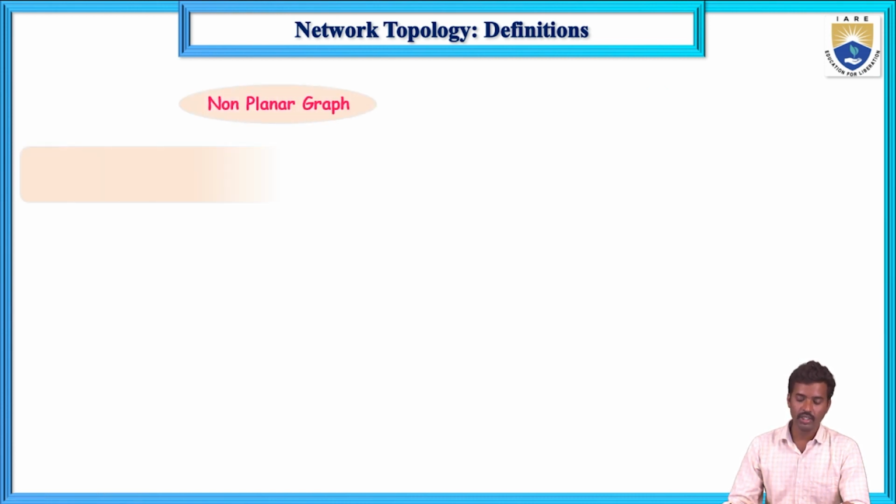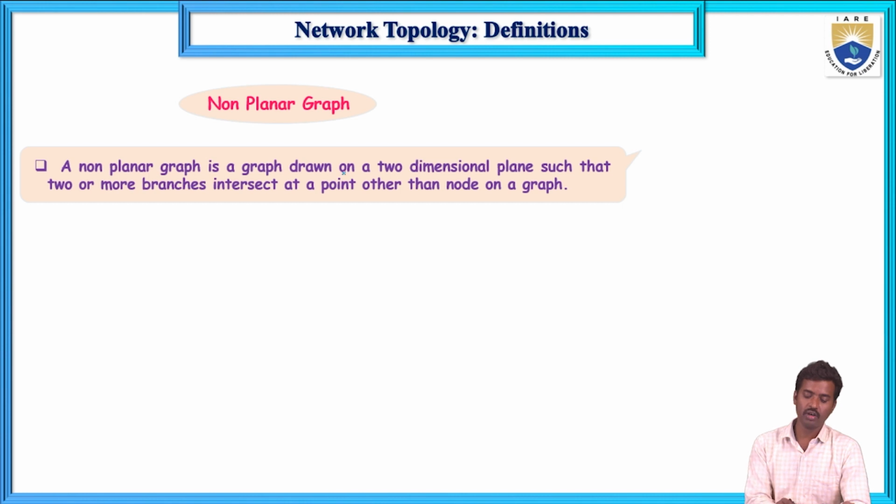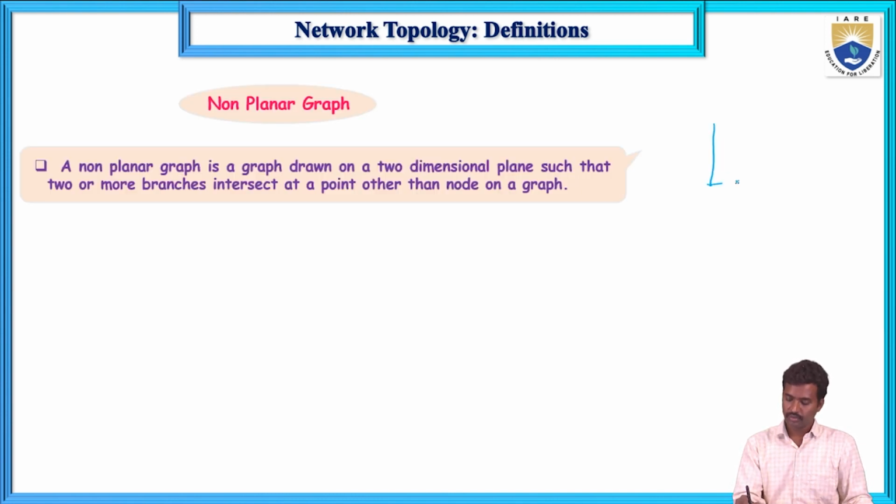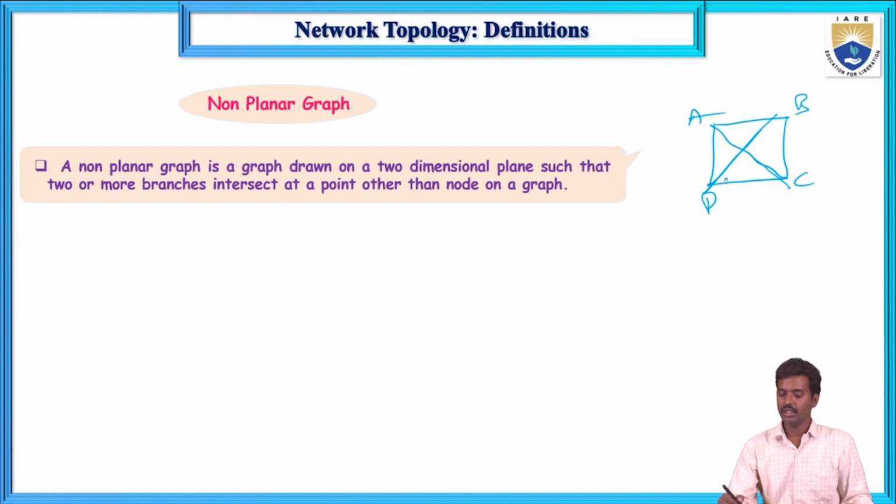If you see the non-planar graph, see the definition. A non-planar graph is a graph on a two-dimensional plane such that two or more branches intersect at a point other than a node on the graph. So now here, this one, two branches. This is A, B, C and D. Here A and C and B and C are connected, but it is not a node. Such types of graphs are known as non-planar graphs.